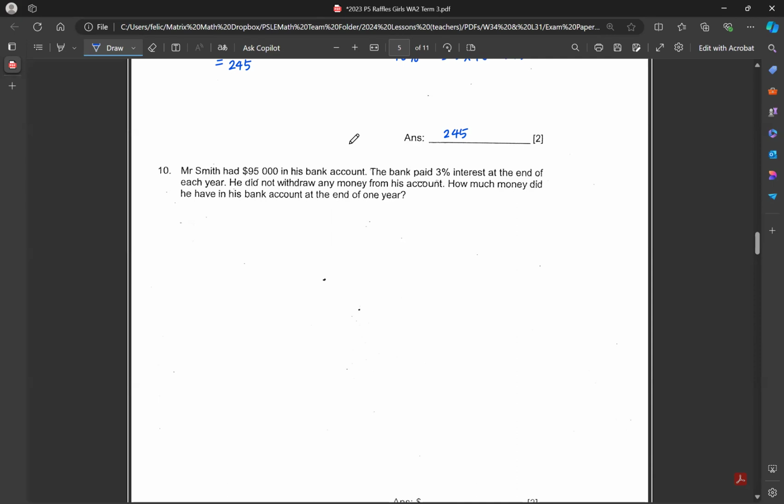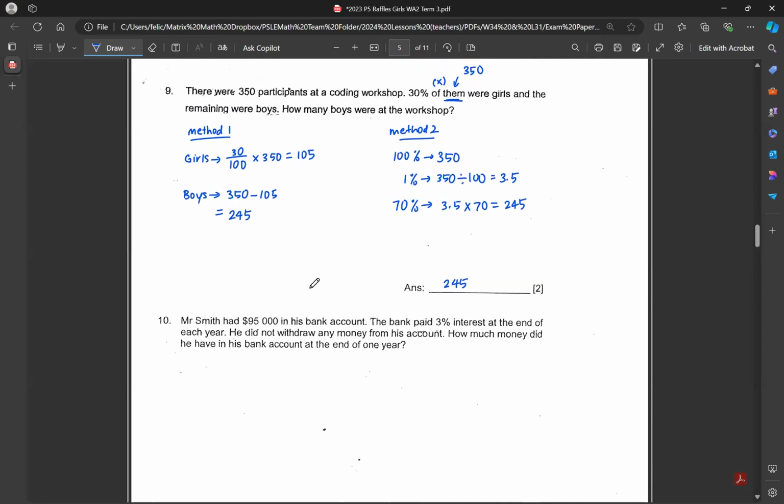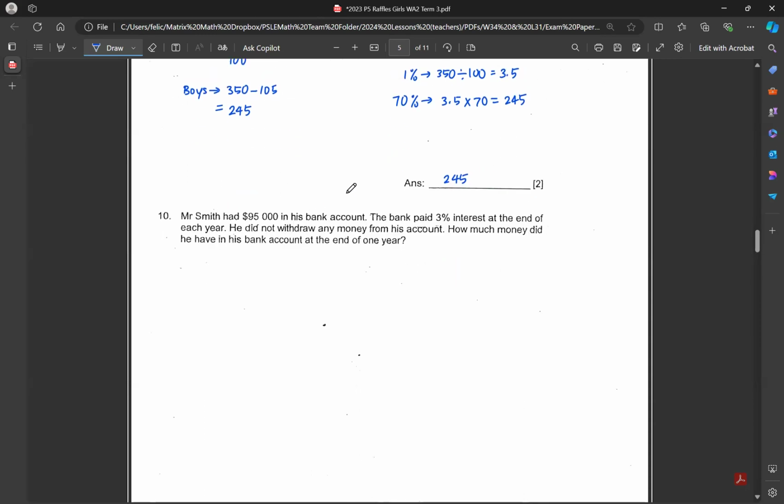Okay, again, there are a few methods to do this. All right, you can use the unitary way or you can use this way. Okay, so I think I shall just go on to use method 1. So I will find out how much is the interest. When they say 3% interest, this 3% is calculated upon using the original amount in the bank account. So this is the original that he saved in the bank account. Then they will use this 95,000 to calculate the interest 3%.